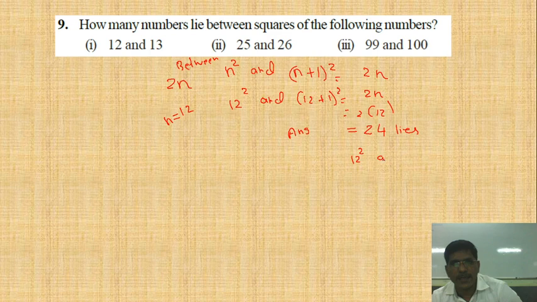Now last, 99 square and 100 square. So 99 square and 99 plus 1 square. The answer is 2n, so 2 into 99. 9 twos are 18, carry 1, 9 twos are 18 plus 1 is 19, so 198 terms lie between 99 square and 100 square. Always remember this. I think the exercise is complete now. You have to solve it yourself and submit.